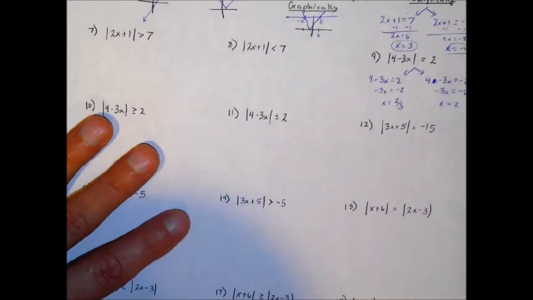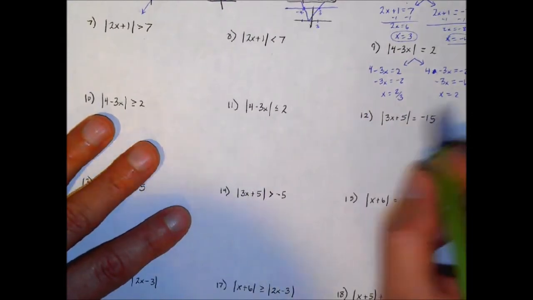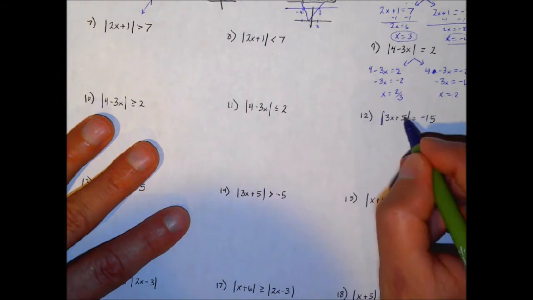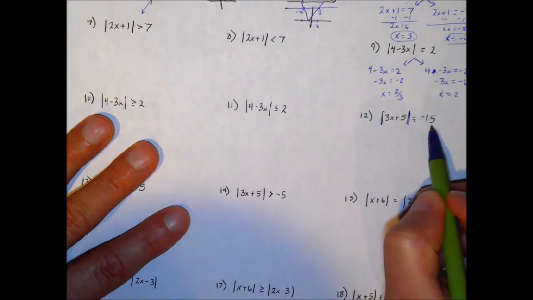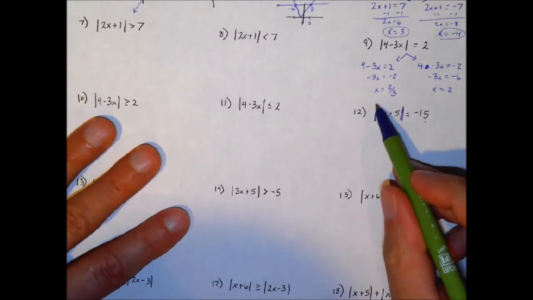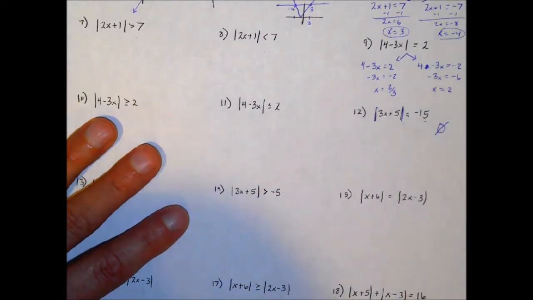Now this one, hopefully you notice something right away, but let's think about this. If I take the absolute value of some number, can it equal a negative 15? Nope, because absolute value always makes it positive. So we would see that there is no solution to this.